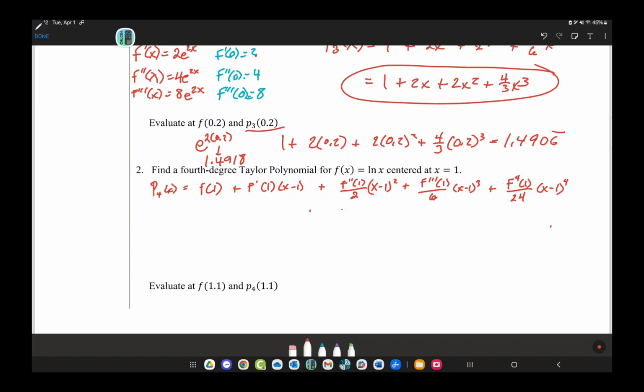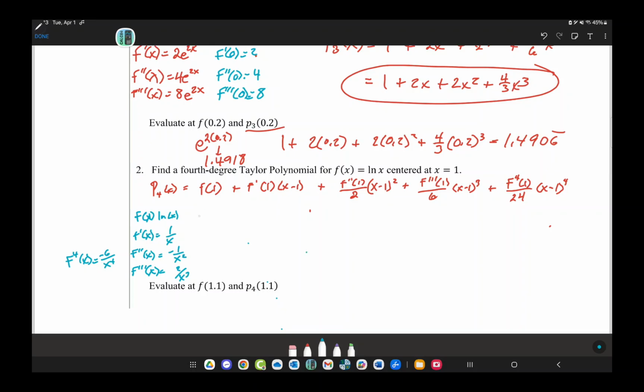Now, we're doing the same thing we did before. We need to find f of x, which you know will be natural log of x. What's f prime of x? 1 over x. f double prime of x, negative 1 over x squared. f triple prime of x, not 1 this time, 2 over x cubed, and then the fourth derivative is negative 6 over x to the fourth. So it's going to alternate. Okay, this is going to alternate.